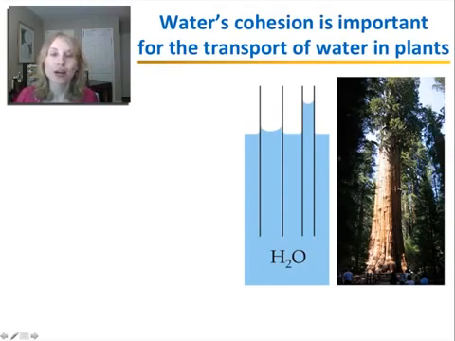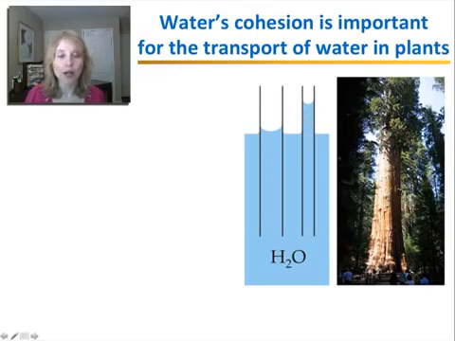Cohesion is also critical for the plant's ability to be able to transport water. Because of cohesion, water can actually travel up capillary tubes, these thin tubes. The thinner the tube, the more easily the water travels up because it forms this nice column of water because of its cohesion. And that is how water can actually get up even this very tall tree, this giant sequoia tree. Just think about how far the water has to travel.